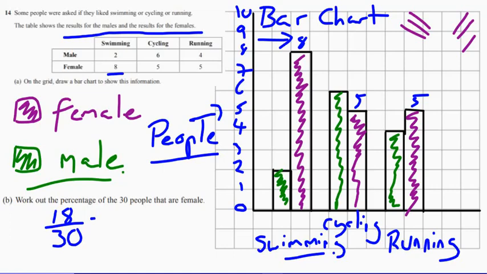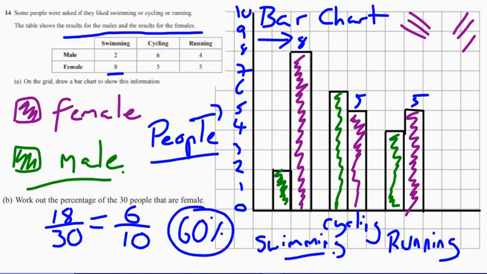I can see I can get this over 10 quite easily. What do I do to go from 30 to 10? I divide it by 3. So do the same to 18, divide it by 3, and it's 6. So what's that over 100? That'd be 60. So it's 60%. So what percentage are female? 60%.